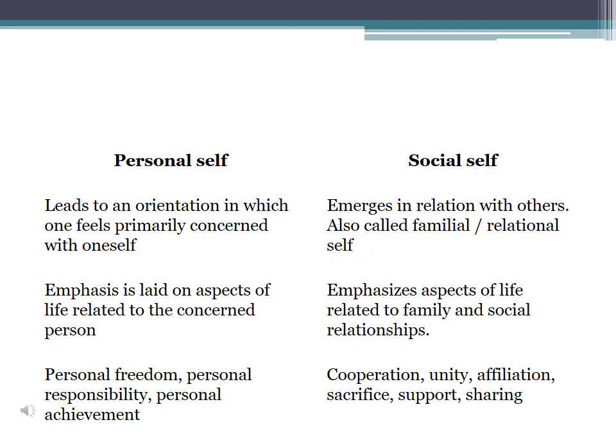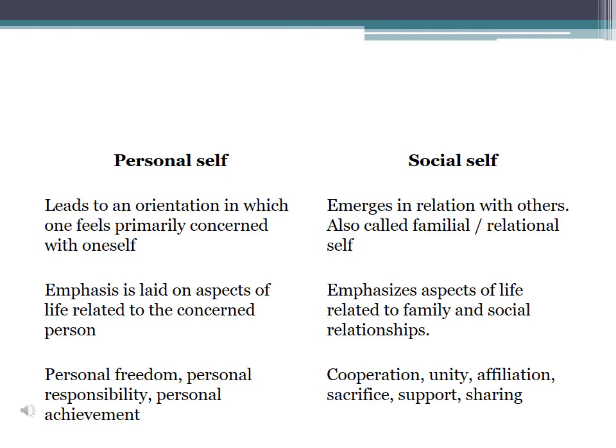There are several kinds of self. They get formed as a result of our interactions with our physical and socio-cultural environments. A distinction is made between personal and social self. The personal self leads to an orientation in which one feels primarily concerned with oneself. Here, emphasis is laid on those aspects of life that relate only to the concerned person, like personal freedom, personal responsibility, personal achievement, or personal comforts.